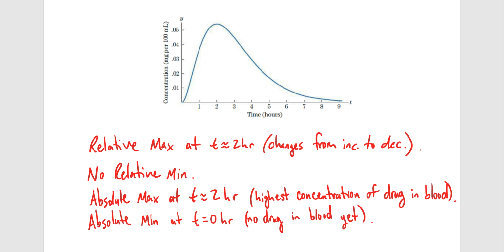Now taking a look at the absolute maximum, there's an absolute max at about the t equals 2 hour mark, and the absolute max represents the highest concentration of drug in the blood. I didn't put the y value because you can't really tell what it is, a little bit more than 0.05 milligrams per 100 milliliters. And for the absolute min, there is an absolute min right here at the origin, at t equals 0 hours, because there's no drug in the blood at that point yet, because we didn't administer it yet.